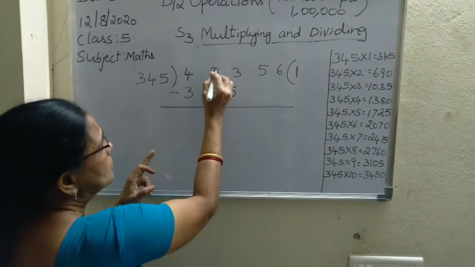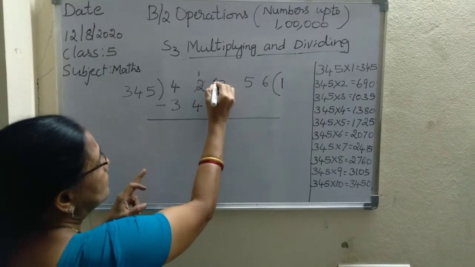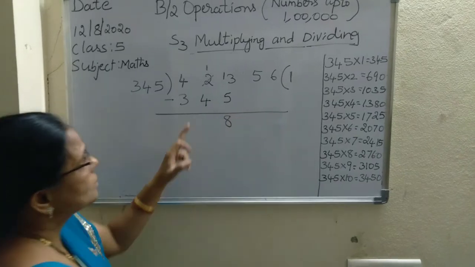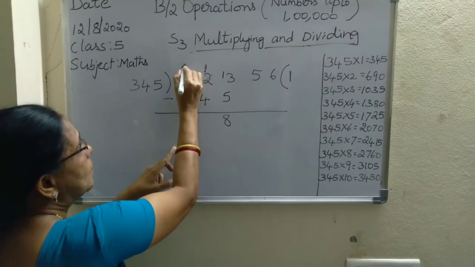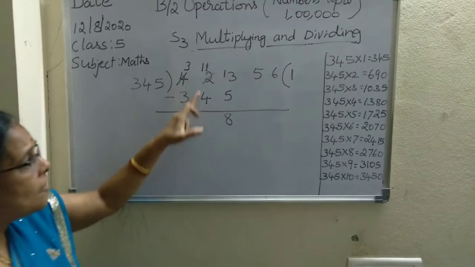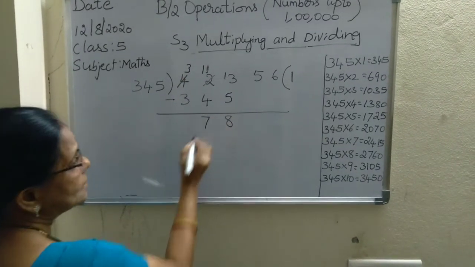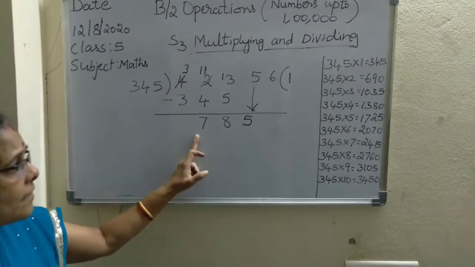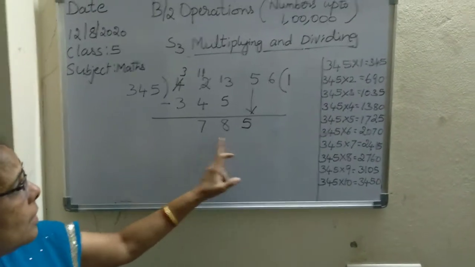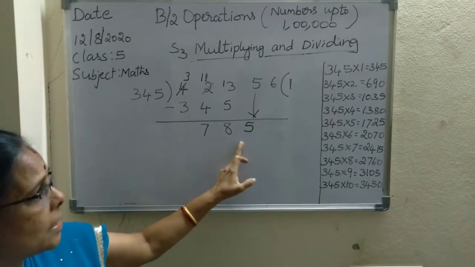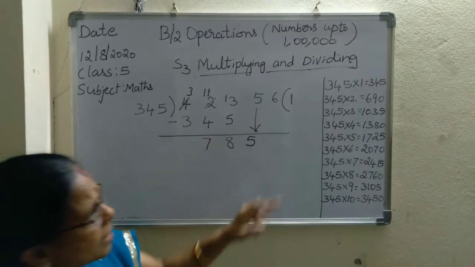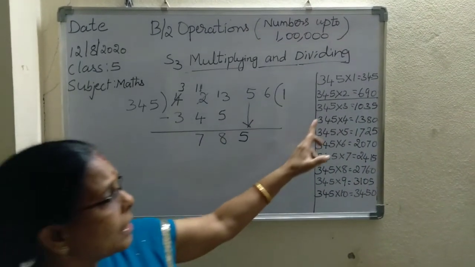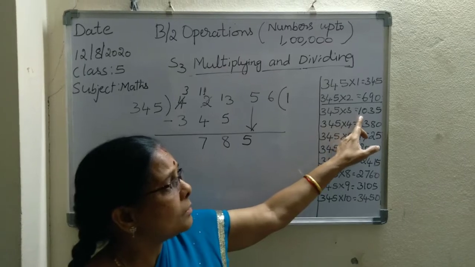Take borrow. Now 13 minus 5 is 8. Again take borrow. 11 minus 4 is 7. Bring 5 down. 785. Now find which is the nearest number for 785. So 345 twos are 690. We can't take 3 because it would be 1035.